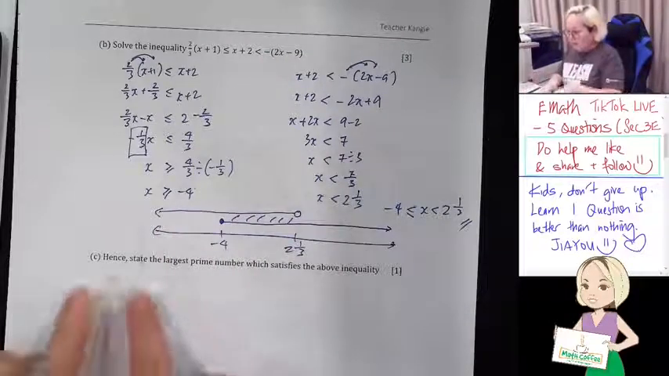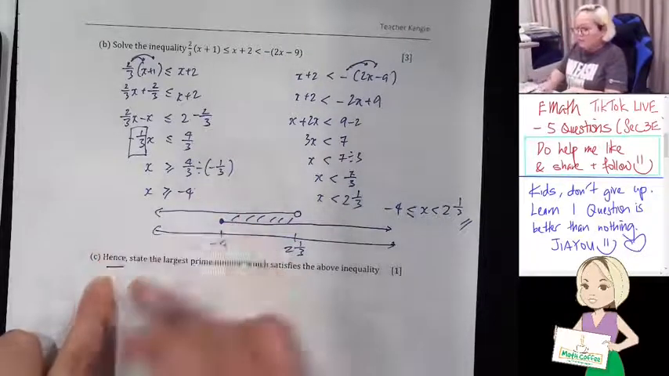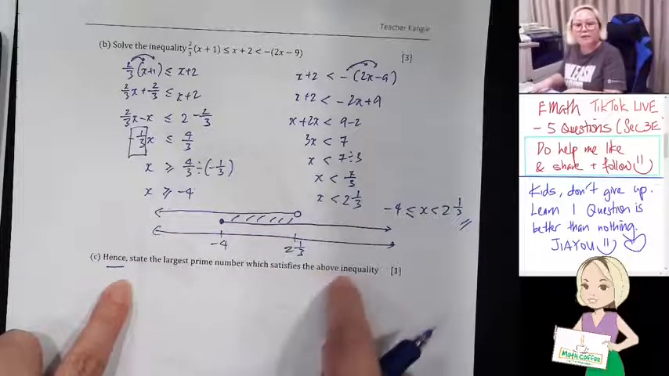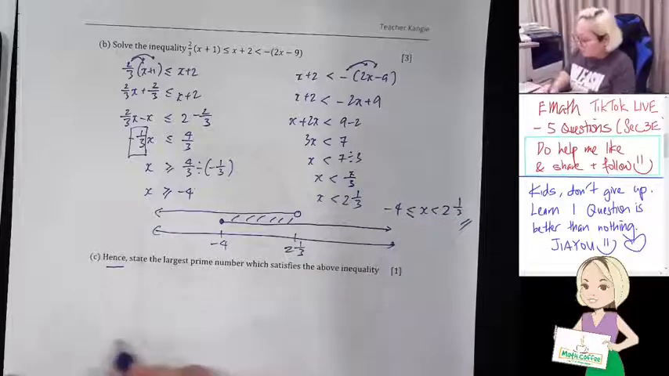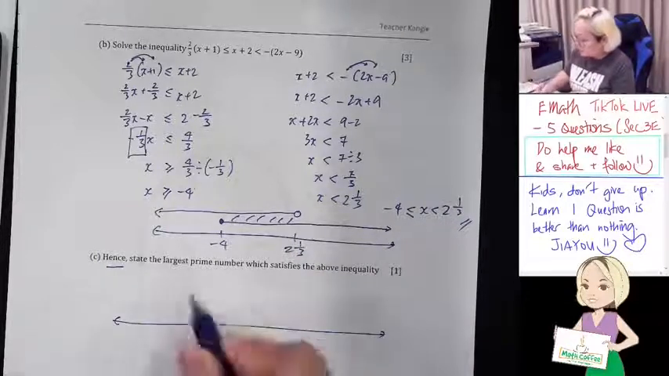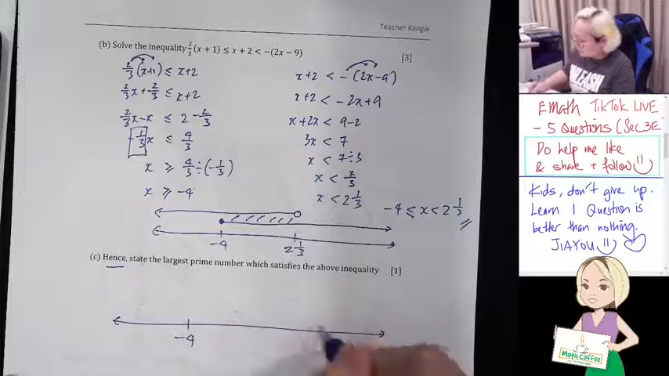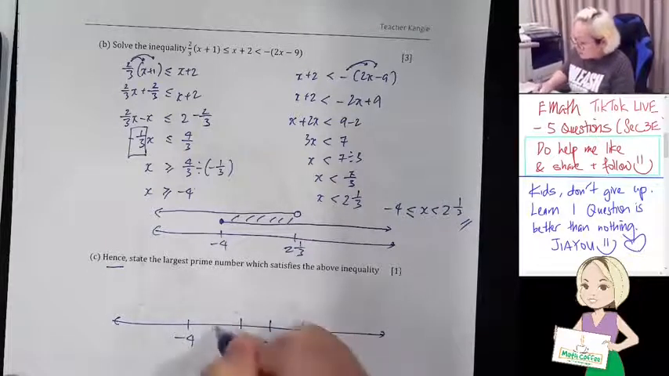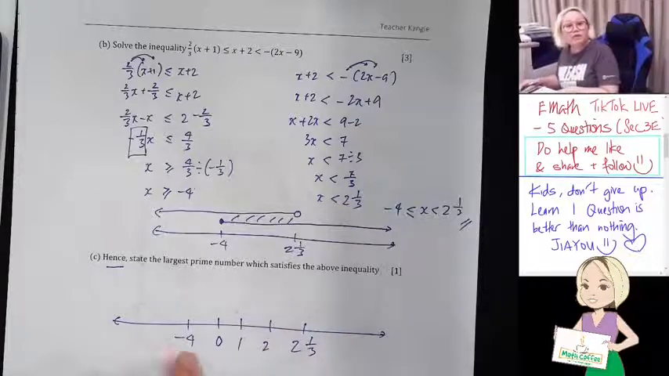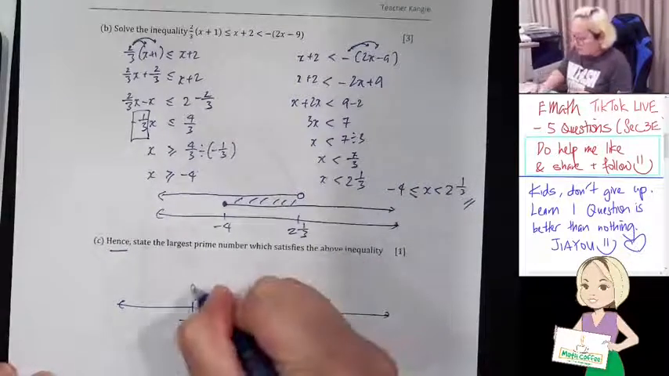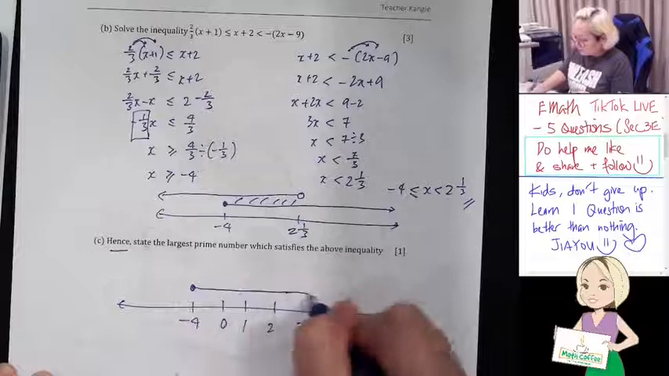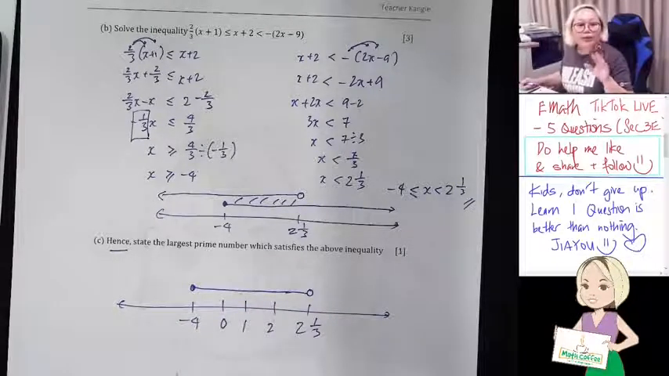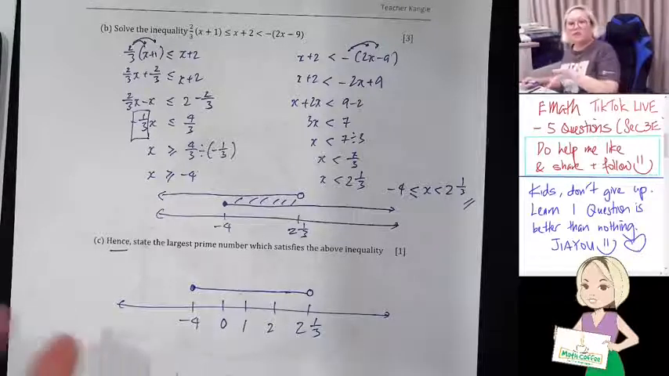And now they say hence. Hence means linked to this range. Hence state the largest prime number which satisfies the above inequality. So you can see that if you want, you can draw another number line to see properly. So I'm going to state the whole numbers here, 2, 1, then 0. It doesn't matter, you don't have to list all the numbers. We know that the range is from here to here. So now you look at this. What is the largest prime number which satisfies this inequality?